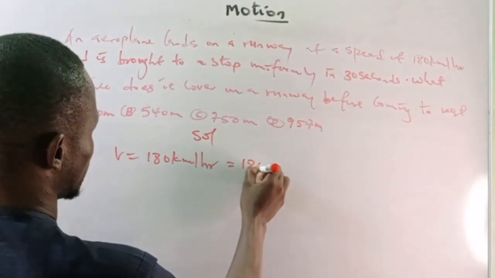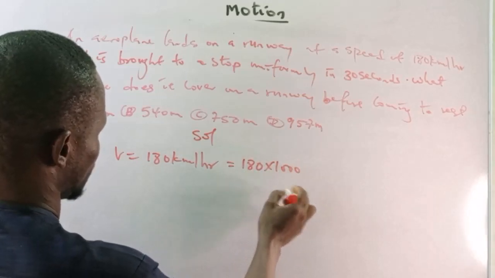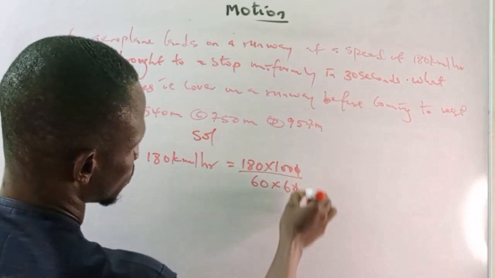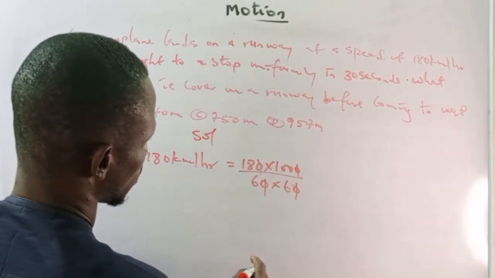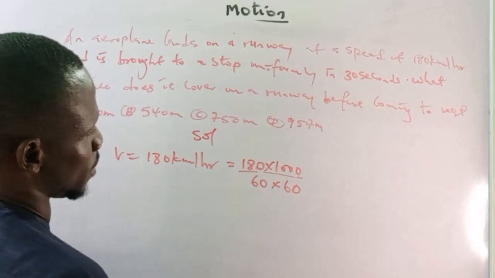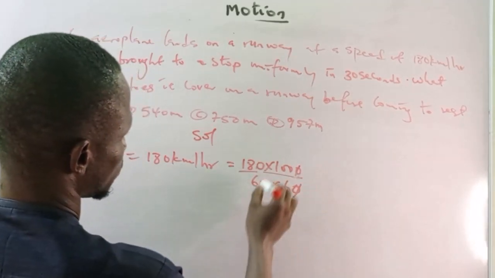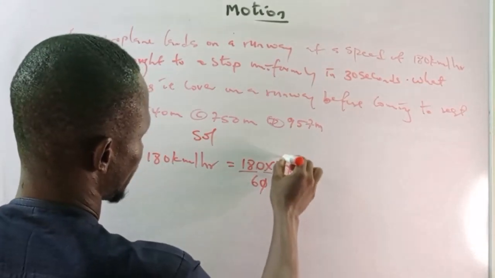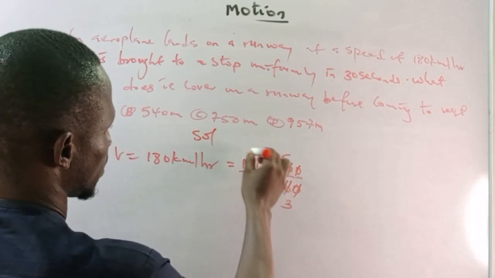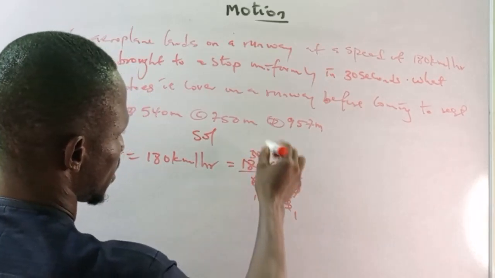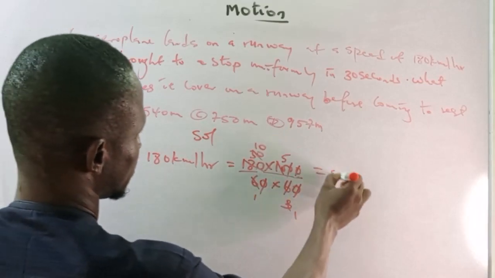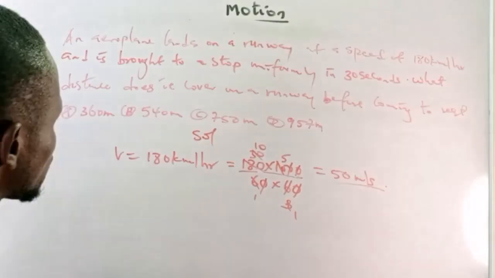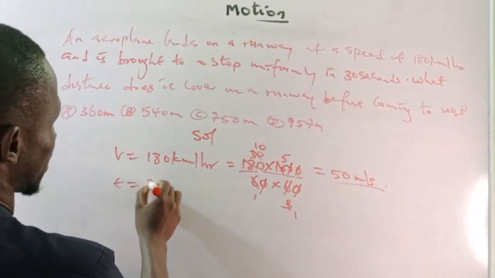That is 180 times 1000 over 60 times 60. We can cancel without pressing a calculator. What else can we cancel? This cancels, this cancels. So what do I have now? 3, 2 go here, 5 goes here, 1, 30, 1, 10. 5 times 10 is 50, right? Meters per second. So if that is so, then time is 30 seconds.